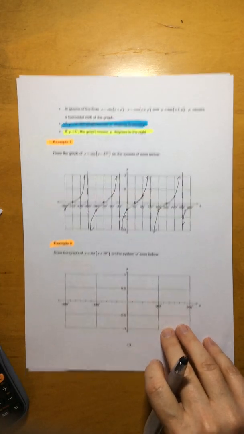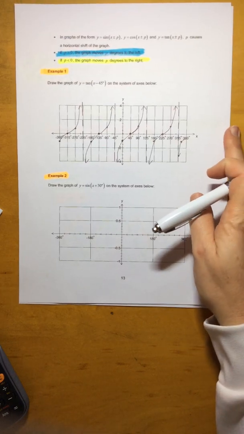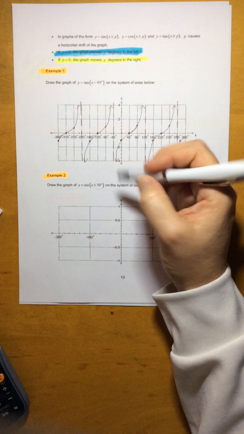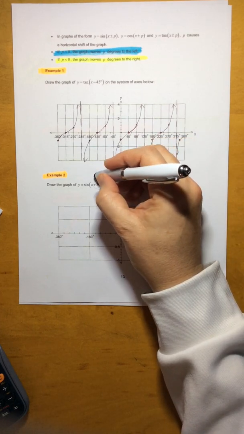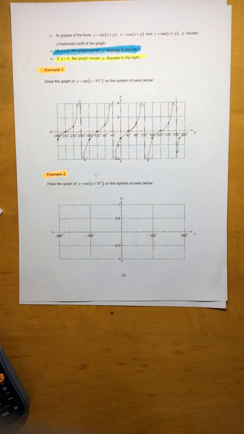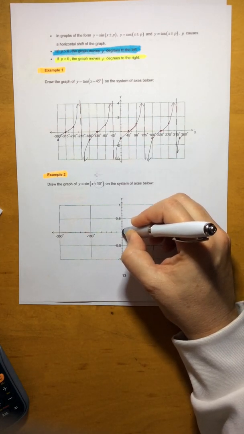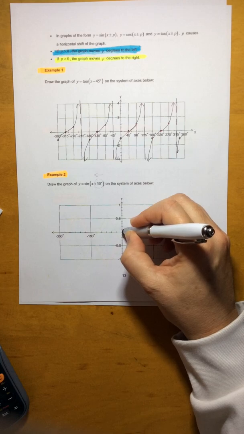Okay, the second example there, I've got sine x plus 30. What does that plus 30 mean? It means I'm going to move 30 degrees to the left. So let's test your knowledge. Where does a sine graph start? Usually, a sine graph starts at 0. Now I have to move it 30 degrees to the left.